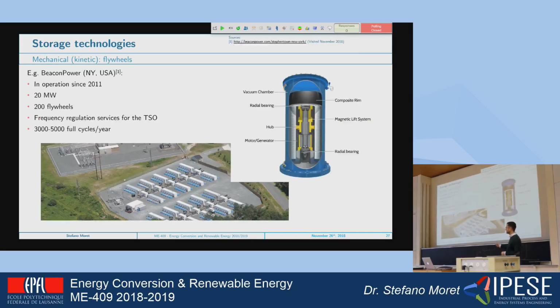You see an example of a power plant that uses this. In the US, for example, this is a 20 megawatt power plant, so pretty big, with 200 flywheels. And what they do is 5,000 cycles a year, so they tend to run pretty quickly and then stop. And the company that implements this technology says to the TSO, the service operator, the service we provide you, you pay us, what we give you is an additional tool to keep your frequency stable. Okay, so it's more a grid regulation technology.